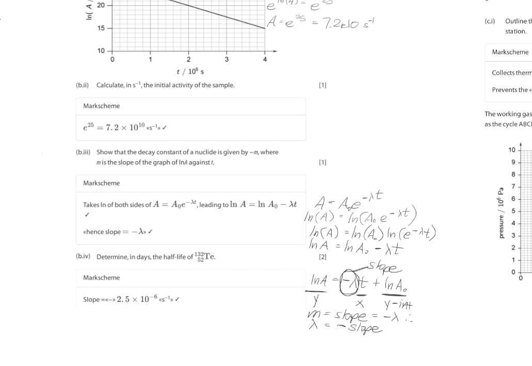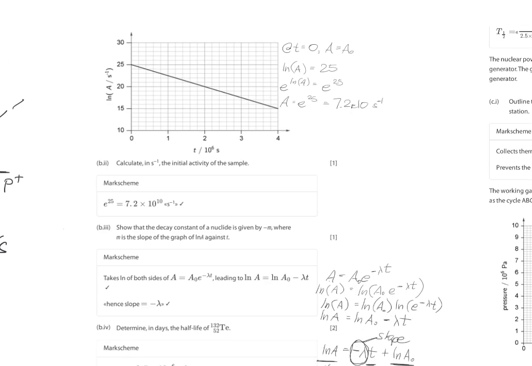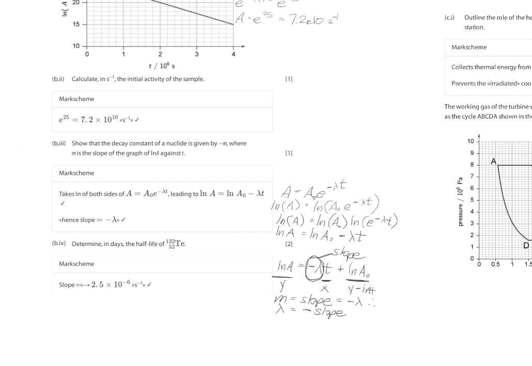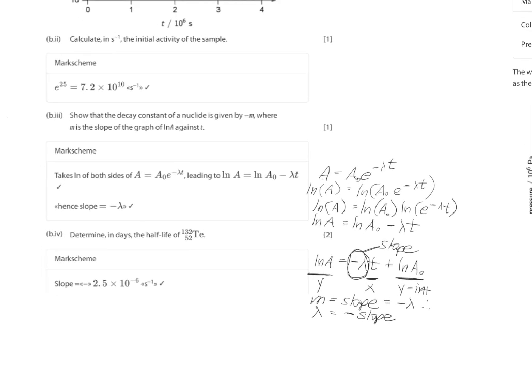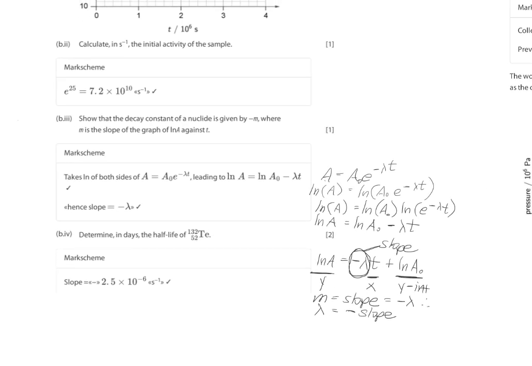Okay, so B triple I is interesting. It says show that the decay constant is given by -m, where m is the slope of the graph of natural log of a versus t. So we start off with the activity equation a equals a naught e to the -lambda t, and we are trying to get lambda here. So we start taking natural logs, natural log of the left side and the right side.